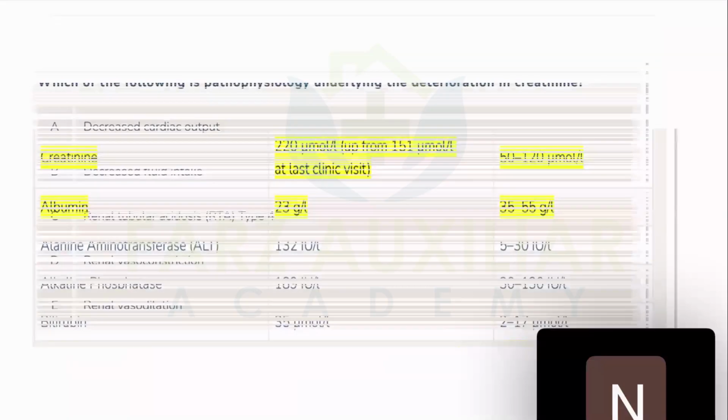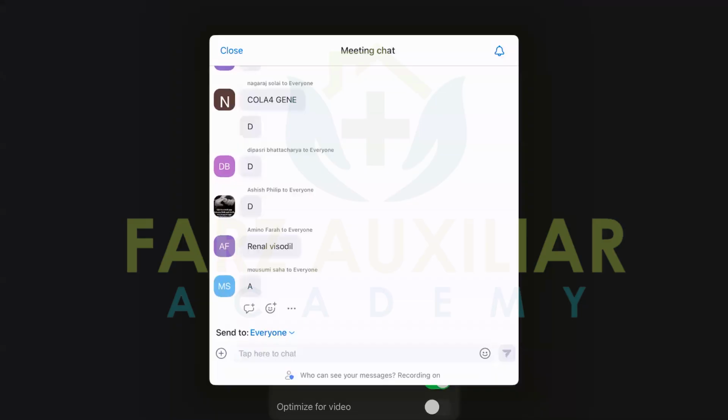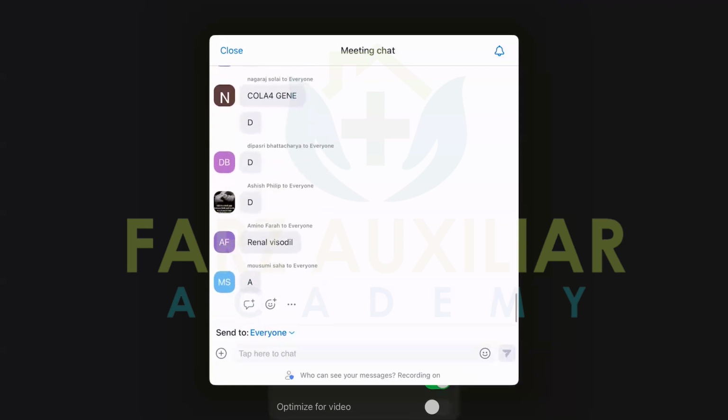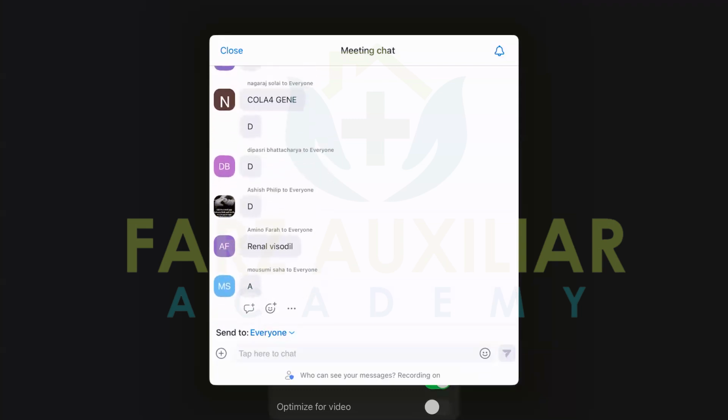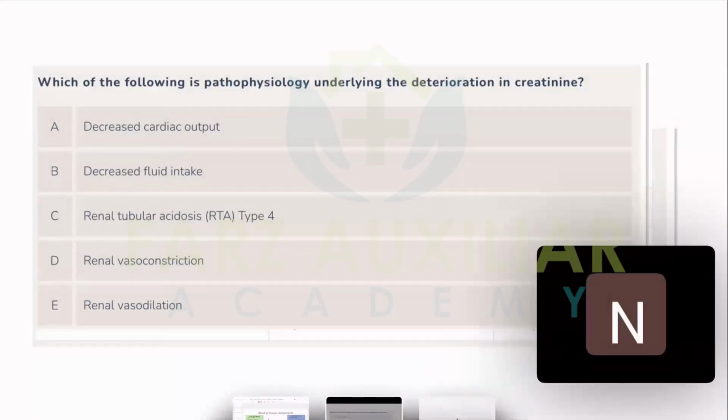So what is the cause? Hepatorenal syndrome. Yes, hepatorenal syndrome is the cause. And what is the cause of hepatorenal syndrome? Splanchnic vasodilatation and renal vasoconstriction. So here it is renal vasoconstriction.